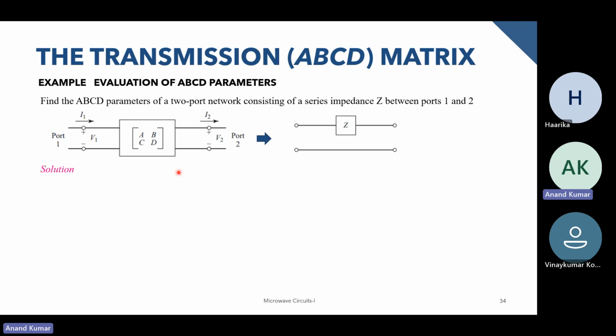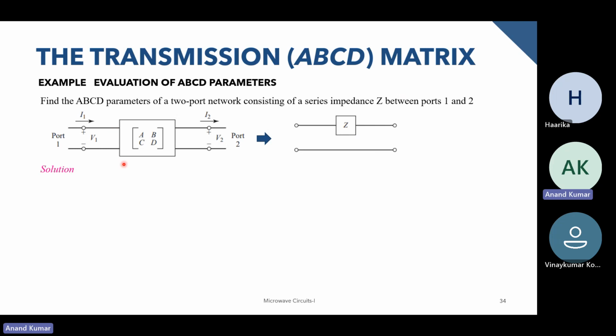Okay, so we'll do a simple example. For example, the first entry in the table, where we have to calculate the ABCD parameters of a two-port network consisting of a series impedance Z between ports one and two. So essentially this is the circuit, and just imagine that this Z is over here.